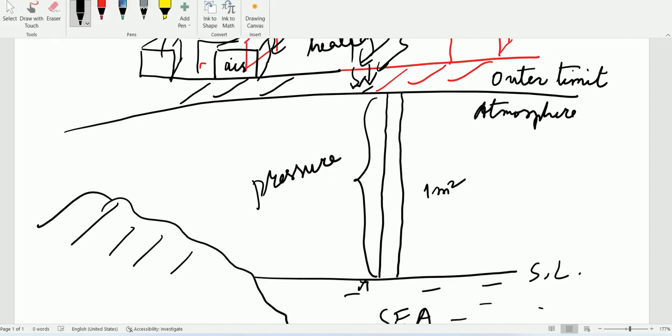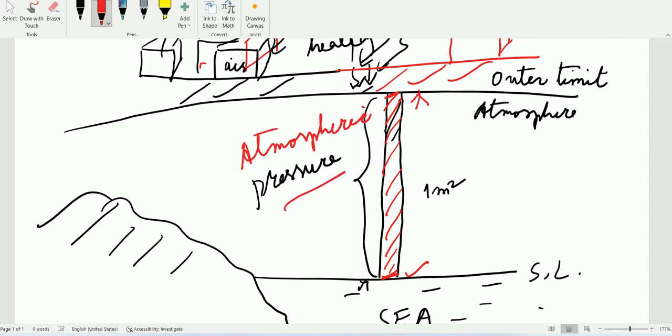So the weight of this column of air, from the sea level up to the top of the atmosphere, is known as atmospheric pressure.